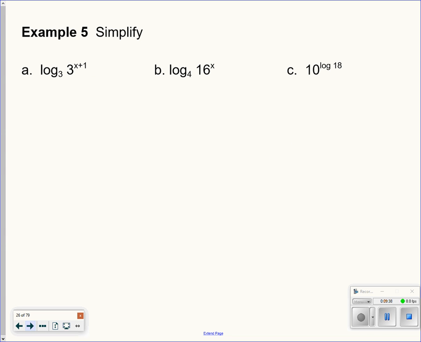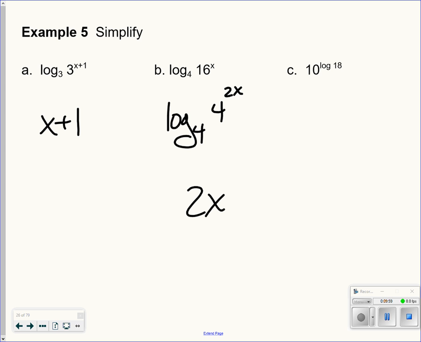All right, so I've got log base 3 of 3 raised to the x plus 1. So the exponent would be the answer. Log base 4, now this one's a little bit more complicated. I'm going to change 16 into 4 squared. So now it works for this particular situation, so log base 4 of 4 raised to the 2x would just be 2x. And again, this is 10 raised to the log base 10, because anything that's not written with a base is base 10. So if I have a number raised to a log of the same base, then the argument is the answer.